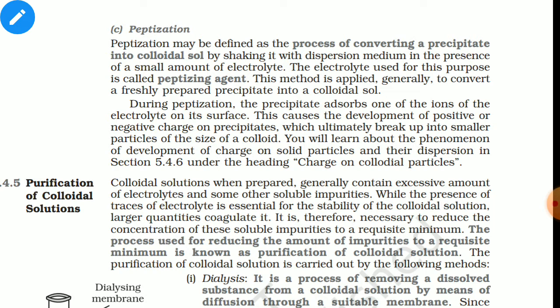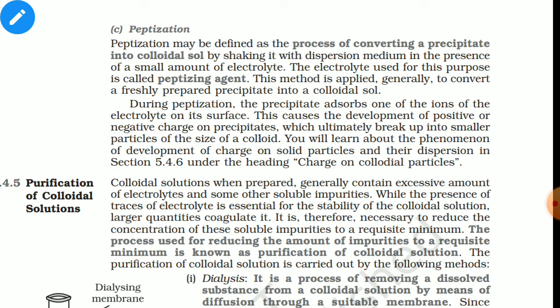During peptization, the precipitate adsorbs one of the ions of the electrolyte on its surface. This causes the development of positive or negative charge on the precipitate, which ultimately breaks up into smaller particles of the size of a colloid. You will learn about the phenomena of development of charge on solid particles and their dispersion in the next section under the heading Charge on Colloidal Particles of Properties of Colloids.